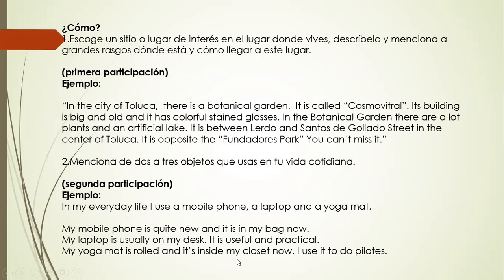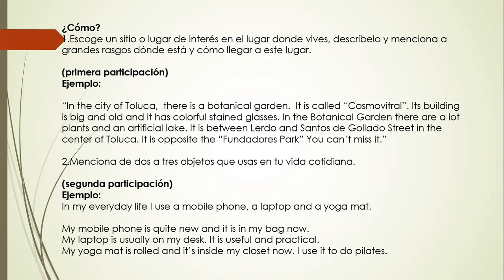So let's see how you're going to do that. First, think about a place where you live, an attractive place, and you have to describe it and mention in a very general way where it is, how to get to that place, and maybe you can use some adjectives to describe the place. I'm going to give you an example that you can find already in the Learning Forum.